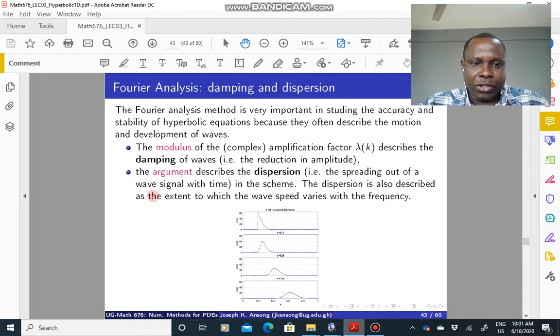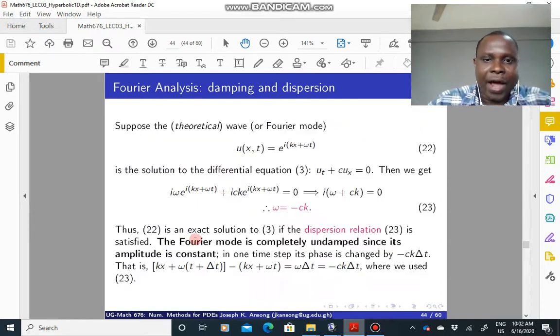Two important things to keep in mind: the modulus, the absolute value of the amplification factor, which is a complex quantity. If you find the modulus, it describes the damping of the waves, the amplitude. Whereas the argument of the amplification factor describes the dispersion of the wave, the spreading out of the wave, or the extent to which the wave speed varies with its frequency. Basically, this is what we saw yesterday. So we're going to use the modulus as well as the argument of the complex amplification factor to be able to analyze and understand why there is dispersion.